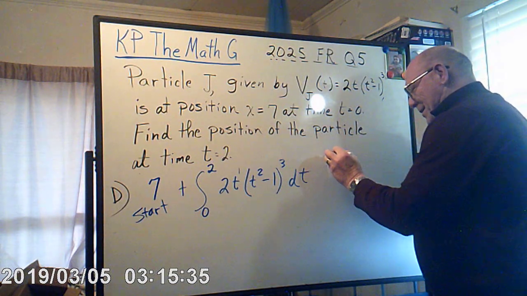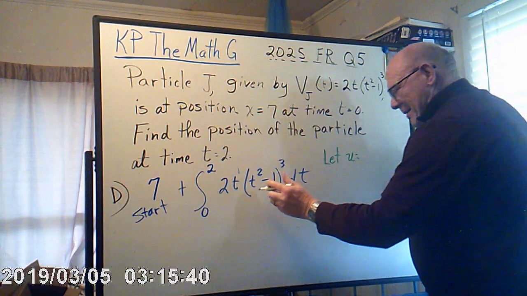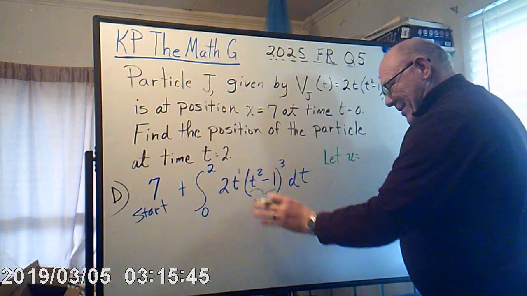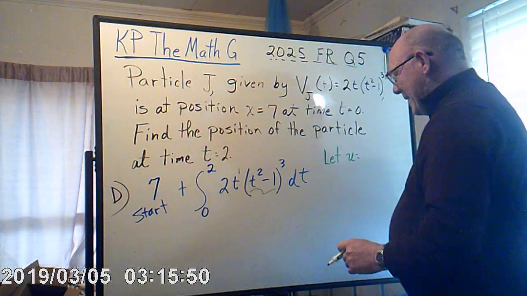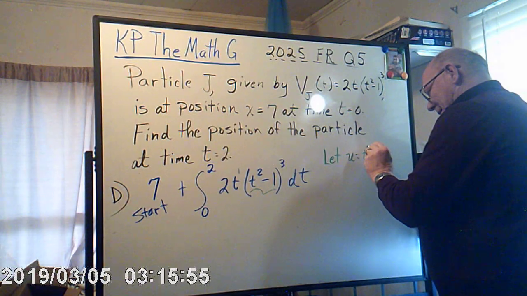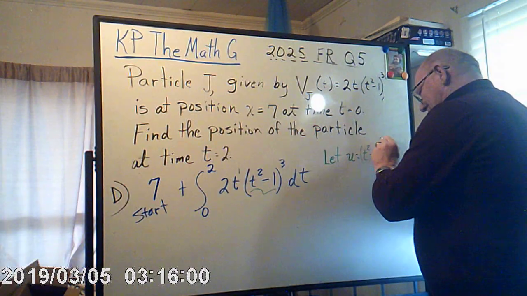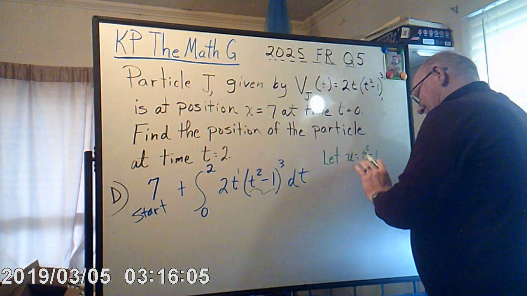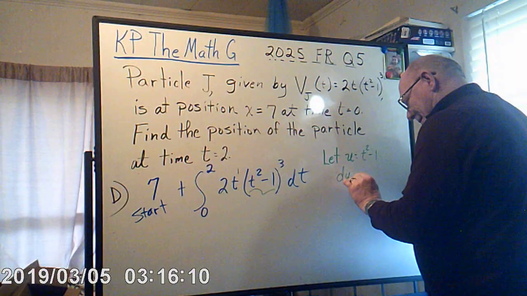Okay, so let u be equal to the exponent that's 1 bigger. If we had something else, like if it's 2 bigger, we're in a little bit of trouble. But let's let u be equal to t squared minus 1. Again, don't let it be cubed. You don't do this. No, just this. Just that.